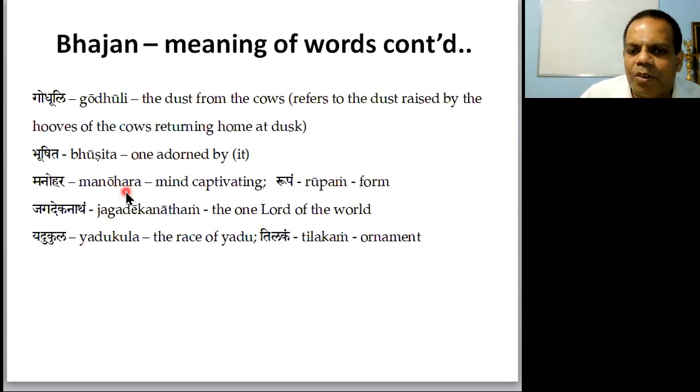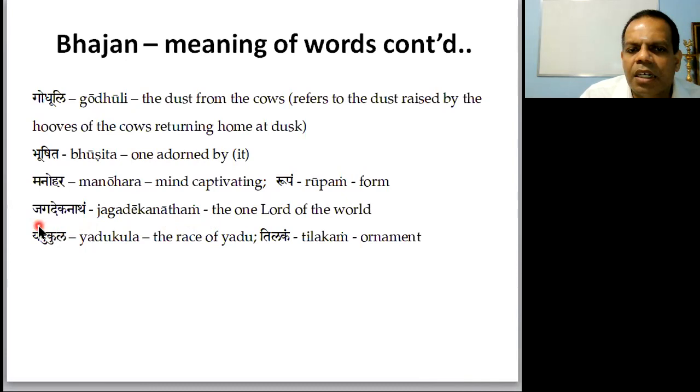Manohara. Okay. So that's the Lord, he captivates your mind, means the mind is immediately destroyed. He takes over. Manohara. Rupam means form. Okay, physical form is called Rupam. Manohara Rupam. So his form is that which captivates us. Through that process, he also removes our mind. Our mind will not be distracted by anything else. So that's what it means.